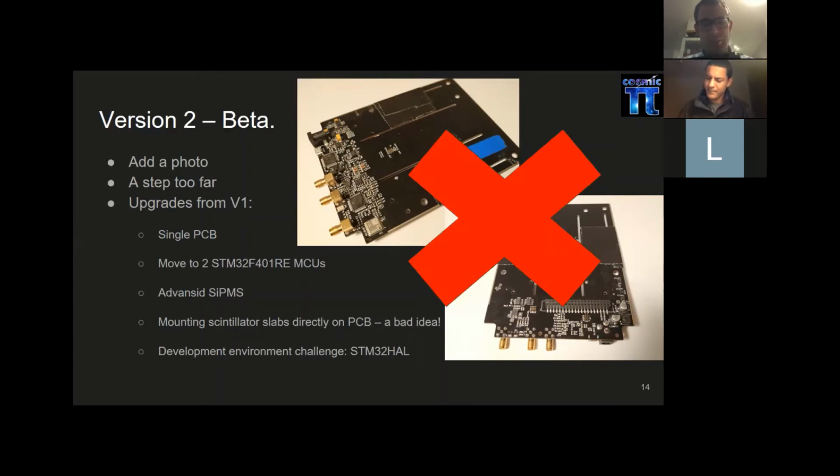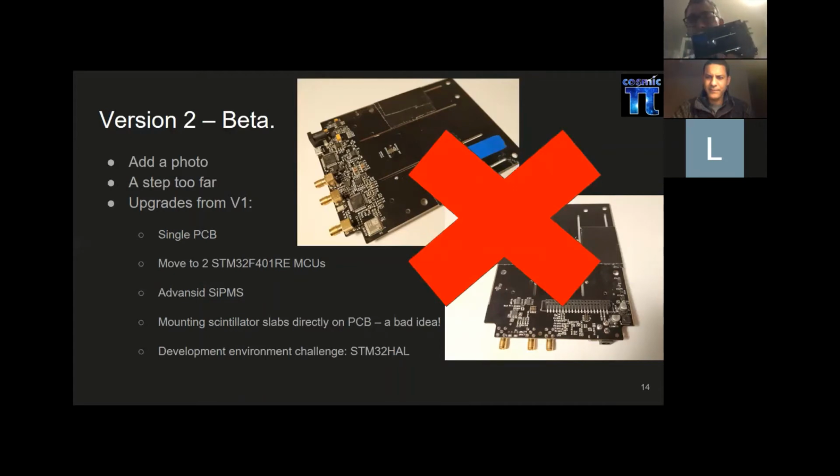The other big change that we made here was how the scintillators would couple to it. Instead of having a scintillator with the wavelength shifting fiber, our plan was to take our scintillator and literally just stick it directly on top of our PCB, obviously with some wrapping, with a little hole.